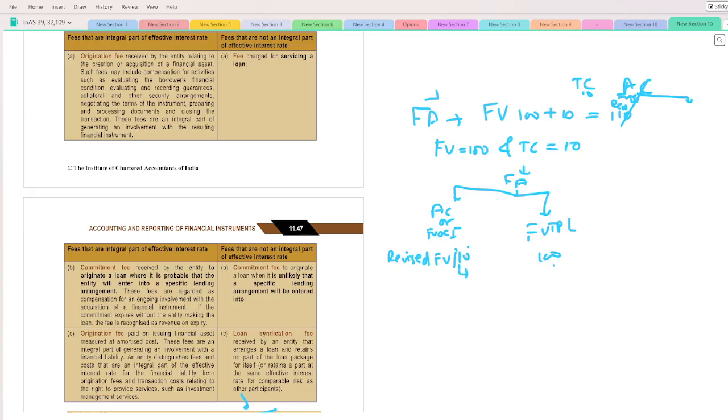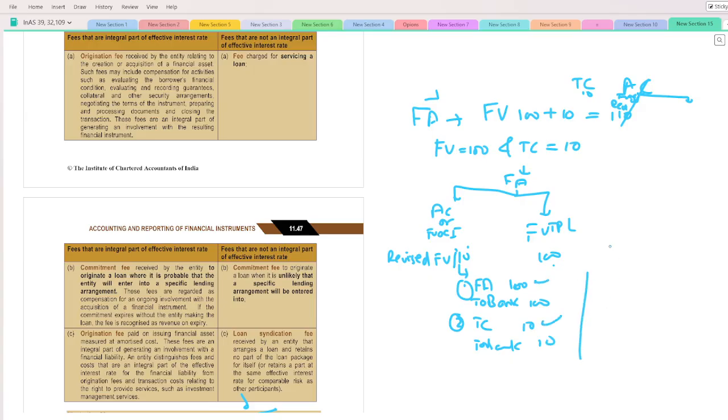Why is it getting added? Normally, when you pay for the financial assets, what entry do you pass? Financial asset debit, to bank, correct? 100. And similarly the transaction cost, to bank, 10. So both are debit, so that's why it is getting added.